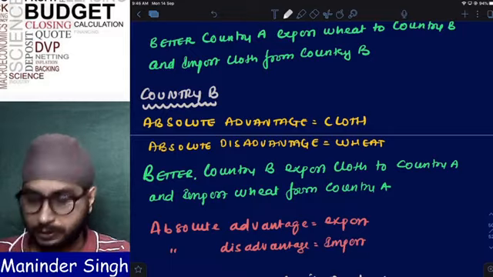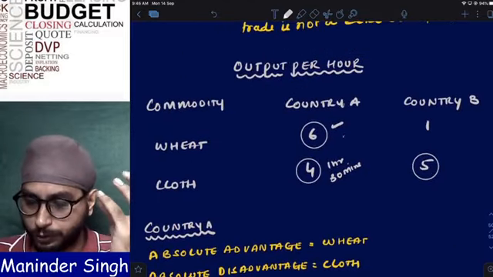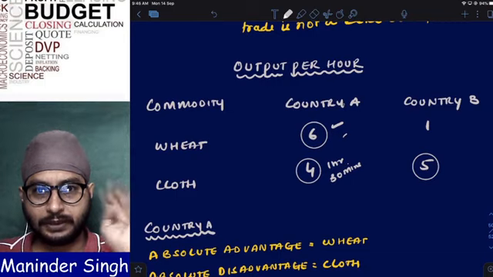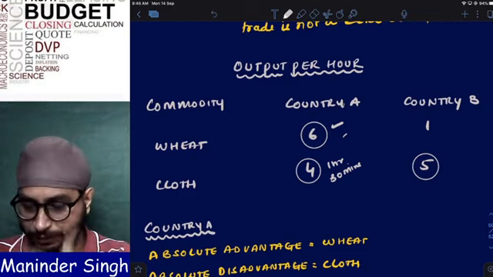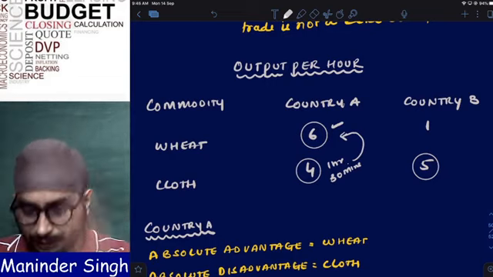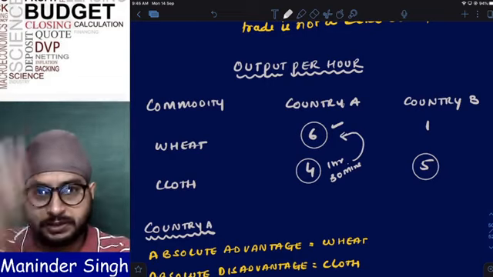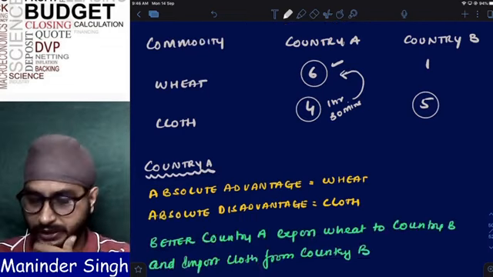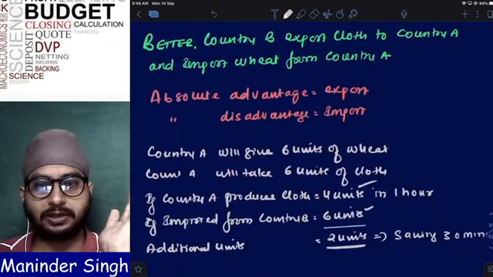Country A, can I spend that half an hour to produce 3 more units of wheat? Correct or not? Can I utilize the same 30 minutes to produce 3 units of wheat and export more, benefit more? Now tell, is this beneficial to country A or not?